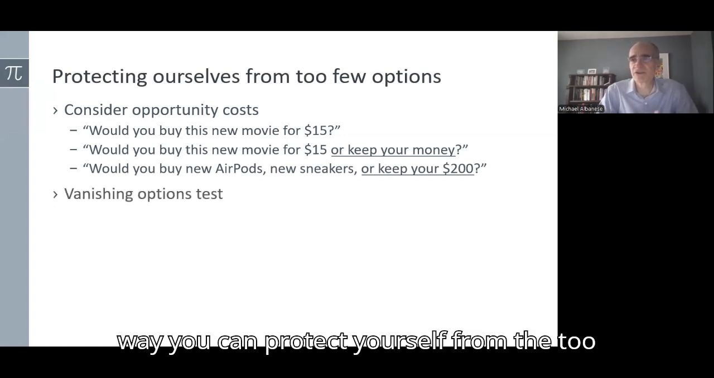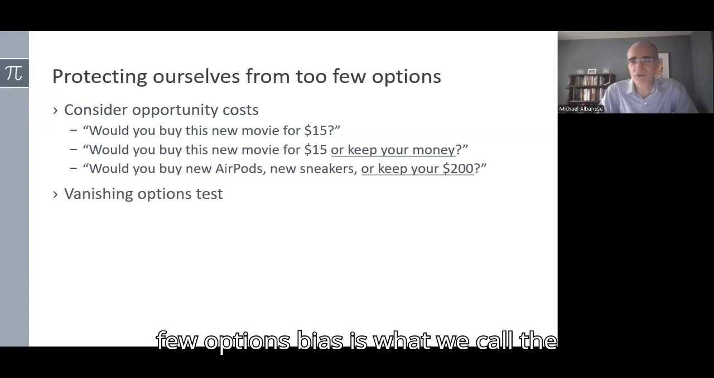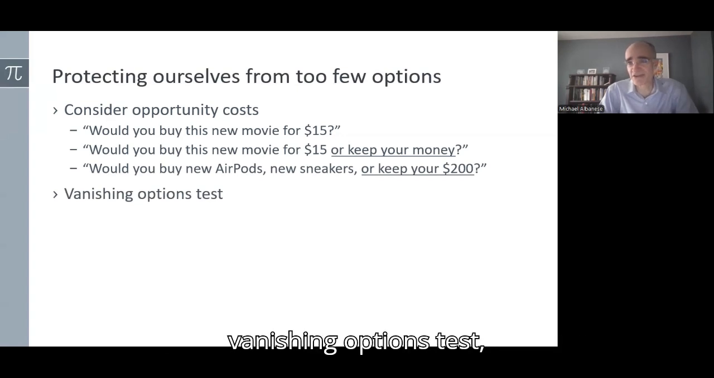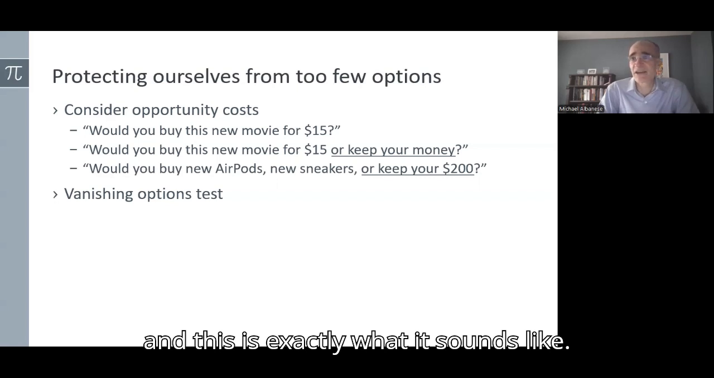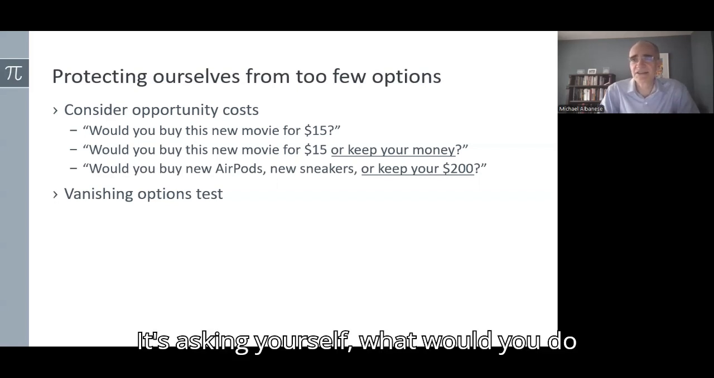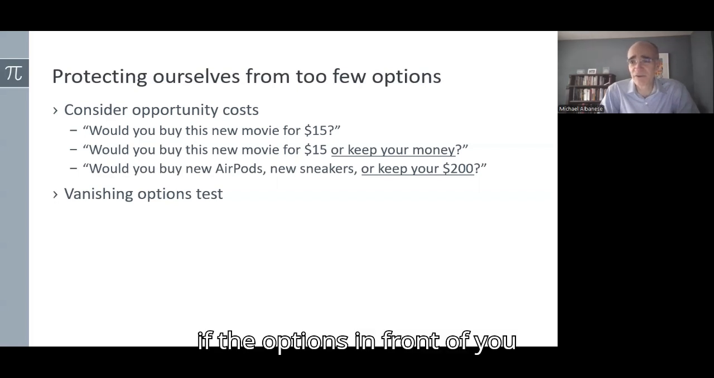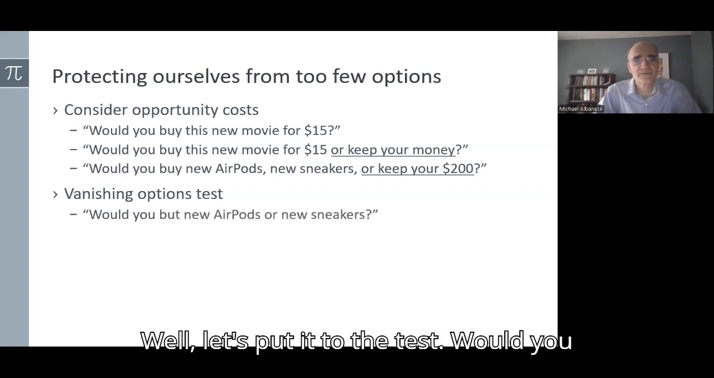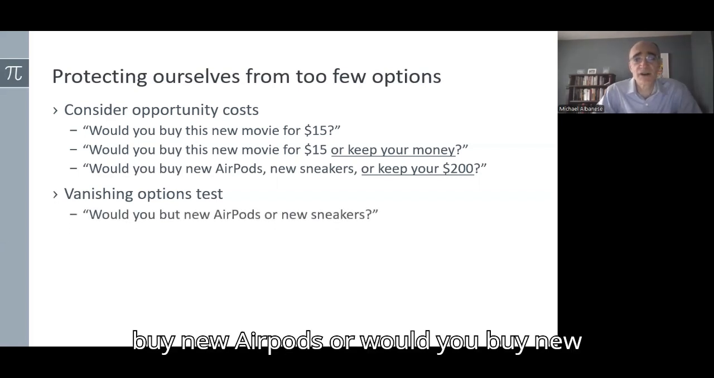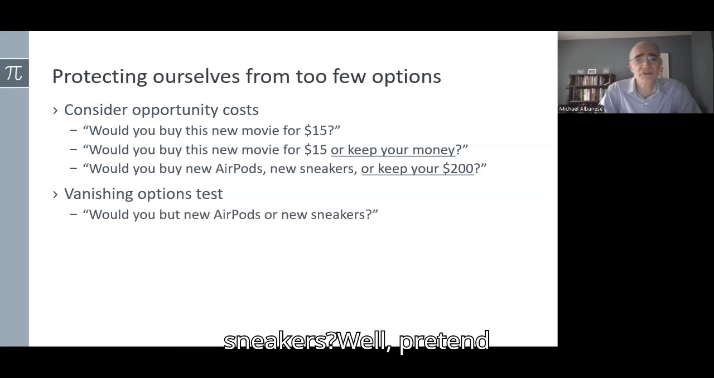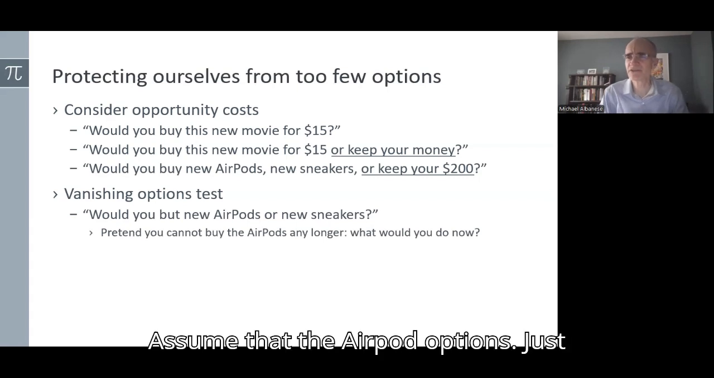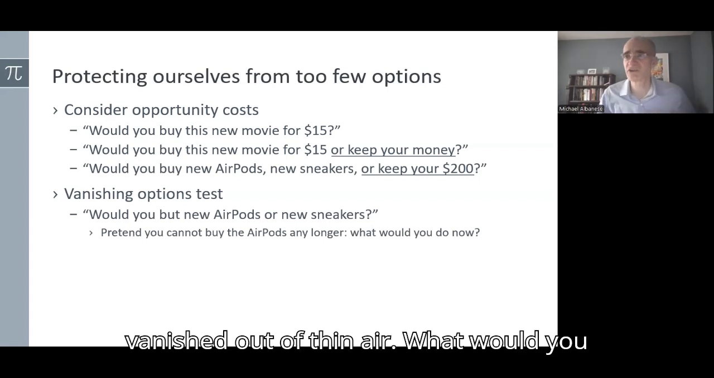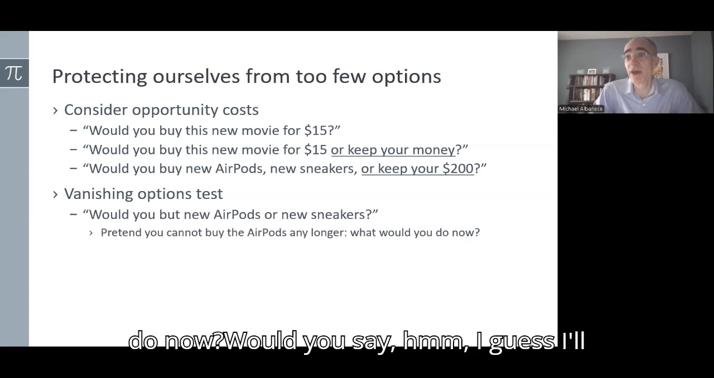The other way you can protect yourself from the too few options bias is what we call the vanishing options test. And this is exactly what it sounds like. It's asking yourself, what would you do if the options in front of you disappeared? How does it work? Well, let's put it to the test. Would you buy new AirPods or would you buy new sneakers? Well, pretend that you can no longer buy the AirPods. Assume that the AirPod option just vanished out of thin air. What would you do now?